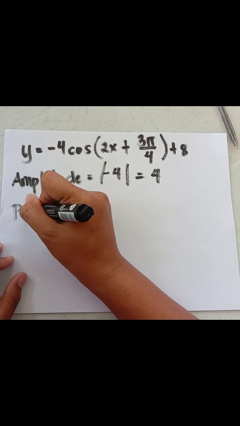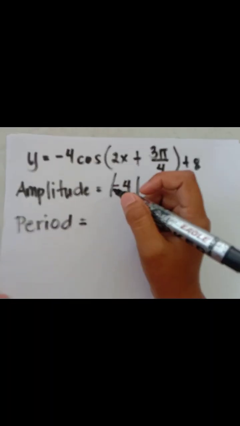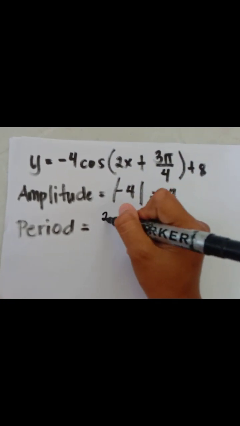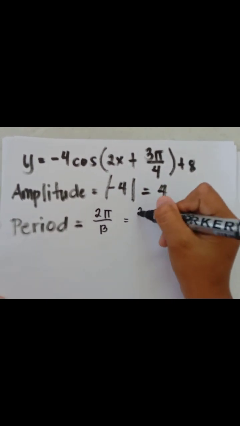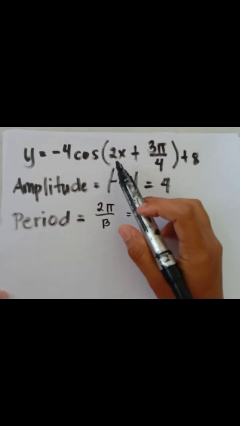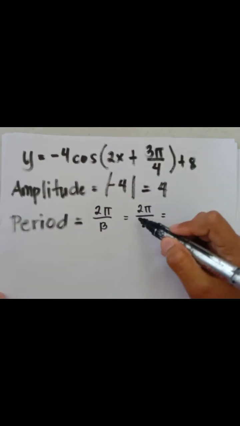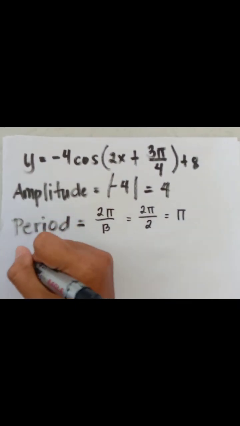Period. The period has a given formula of 2 pi over b. Then copy 2 pi and the b is 2. So 2 pi divided by 2 equals pi. Then phase shift.